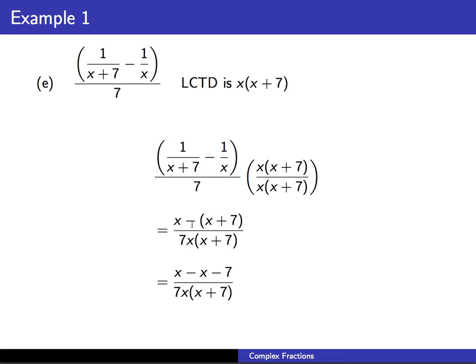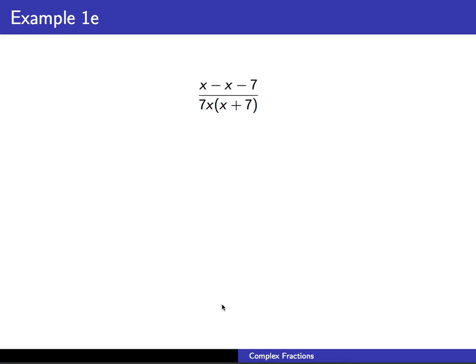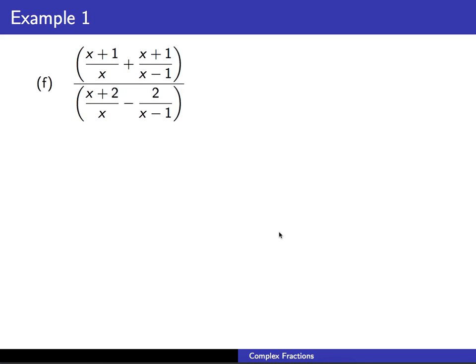Now, distributing our negative in the numerator, we get x minus 7 over 7x times x plus 7. And combining our like terms in the numerator, we get negative 7 over 7x times x plus 7. And then negative 7 over 7 is negative 1. So we have negative 1 over x times x plus 7.